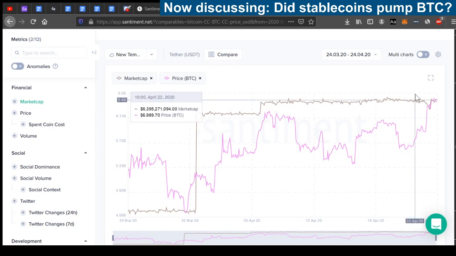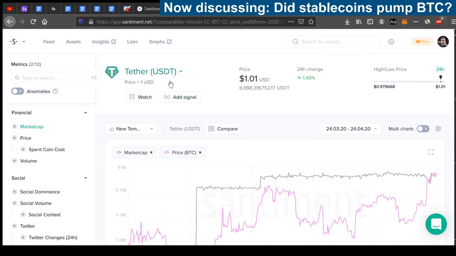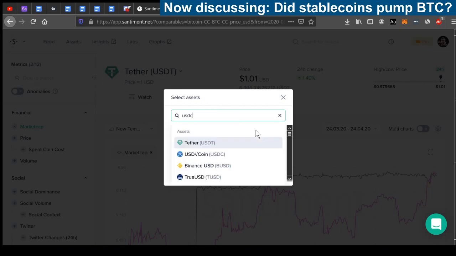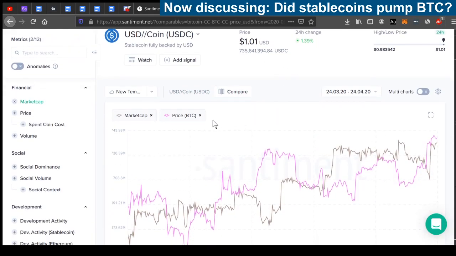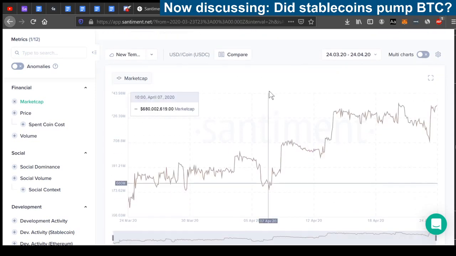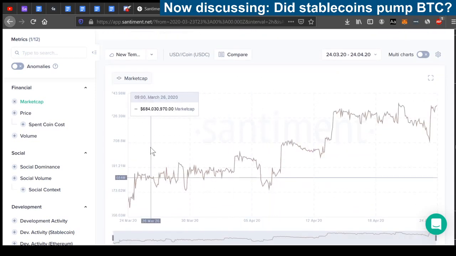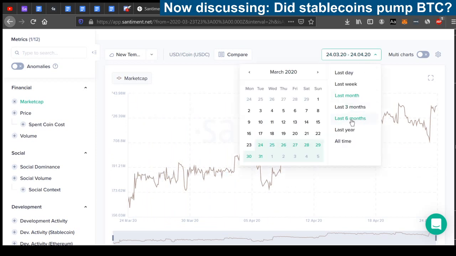Yeah, it's possible. I mean, obviously Tether has been the biggest gainer in terms of market cap, but you can see the same thing for other big stablecoins. So this is USDC, right? Pretty much the same thing. So where's the market collapse? Let's see.